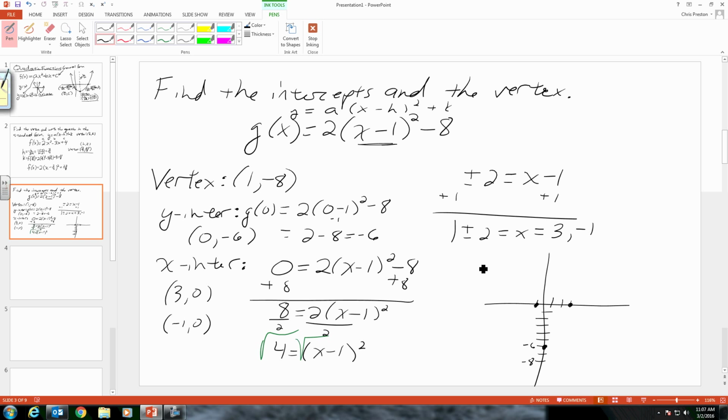We're told the vertex is at 1, negative 8. I actually do know another point, and that point is at 2, negative 6. The reason I know that is because, again, parabolas are always symmetric. So since I know this is over 1 and up 2, this one's got to be over 1 and up 2. And then I'm just going to let's see how well I can draw this parabola. Not very well, but okay, something like that. But that's how you find those different aspects of the function.